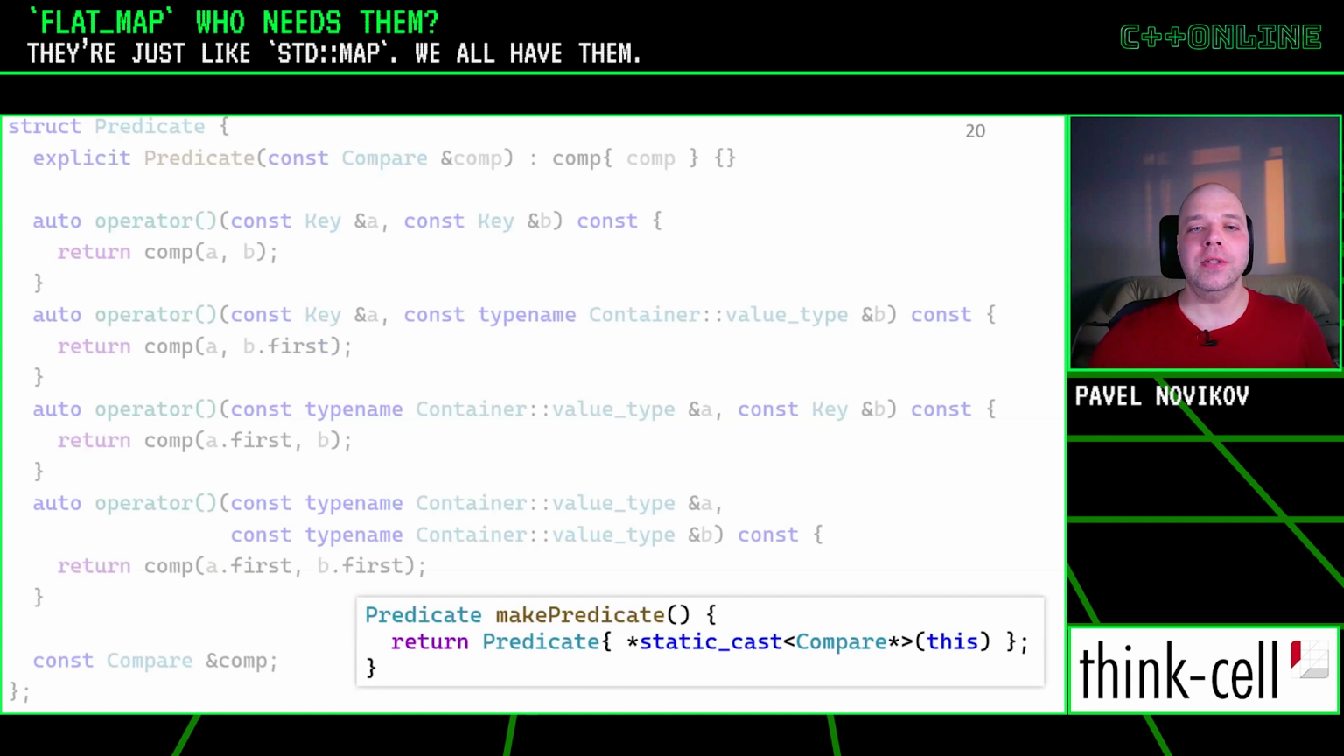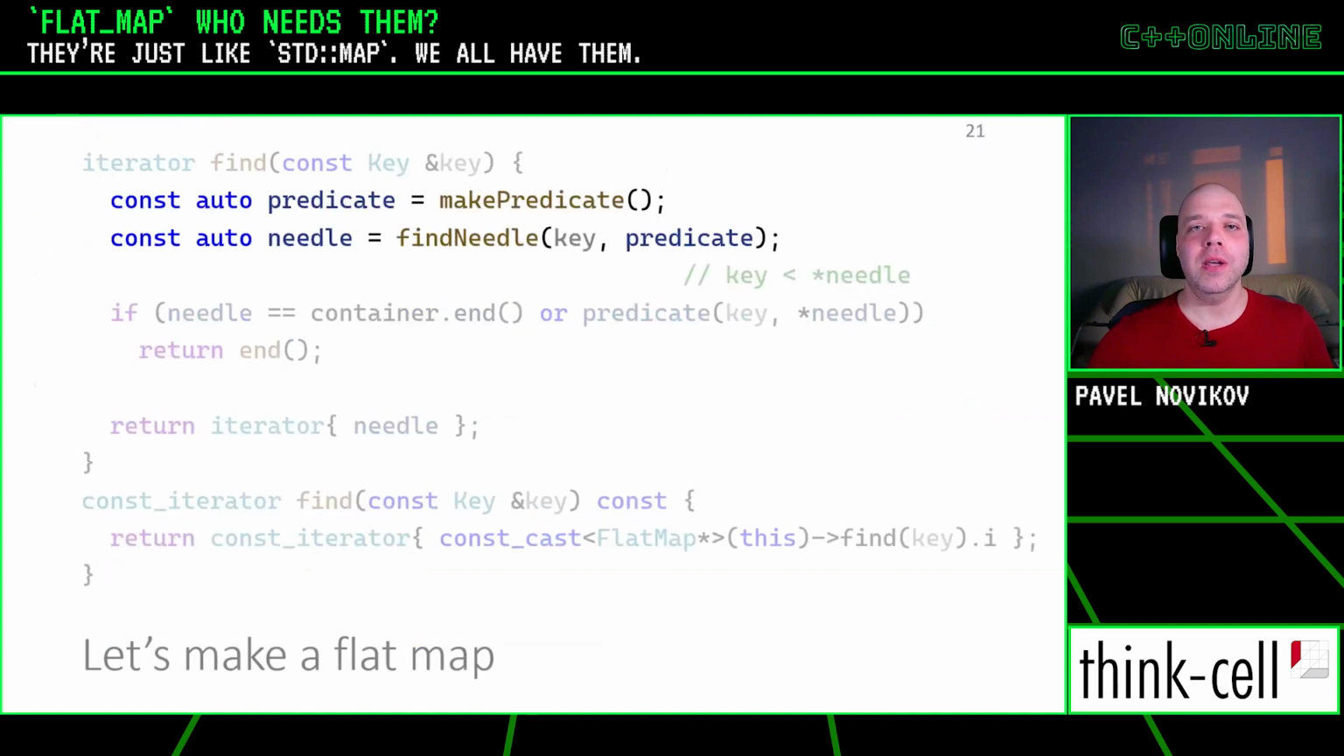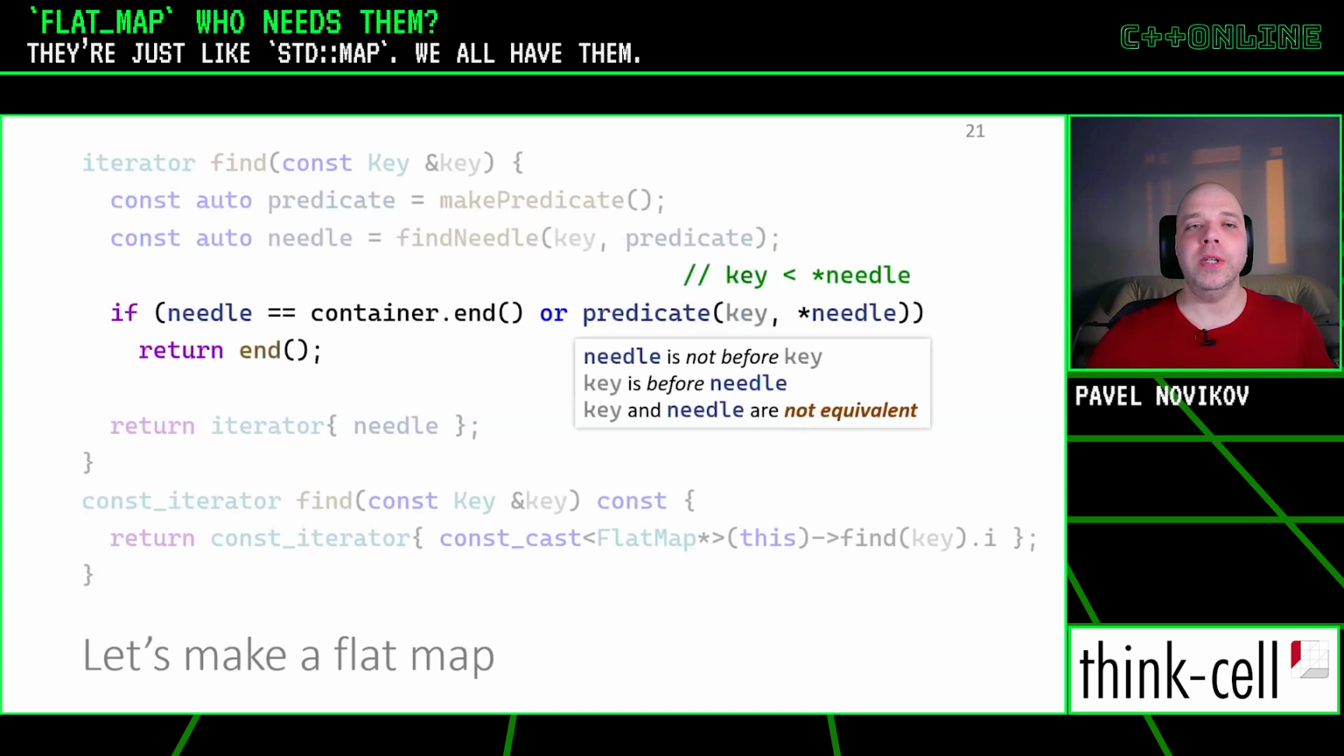And so this is the function that constructs the predicate for us. This is slideware. This is not production code. It has problems, but they are not important to this talk. Let's see if anyone finds the problems. So, okay, we got the predicate. We try to find the needle, and now we have to understand that if the needle is equal to the end iterator of the container, then we did not find a candidate with the equivalent key.